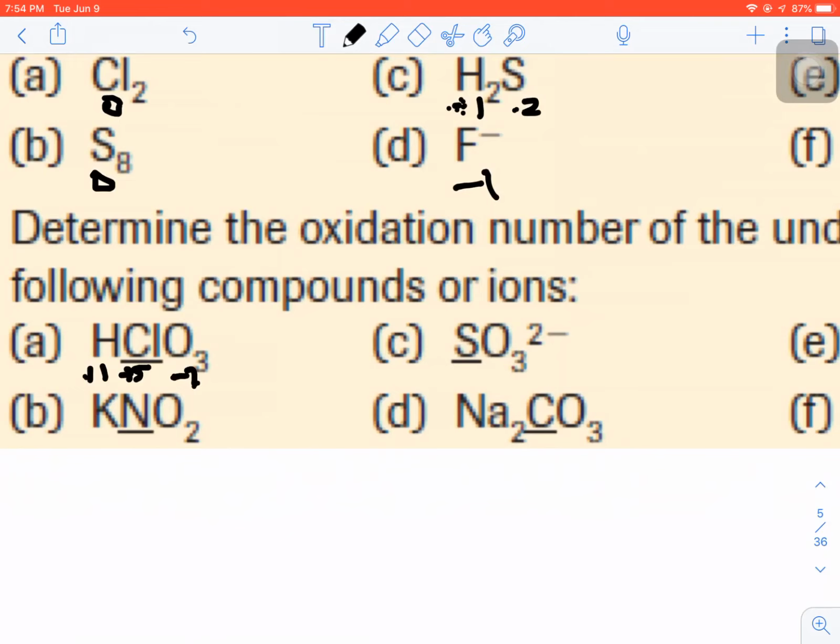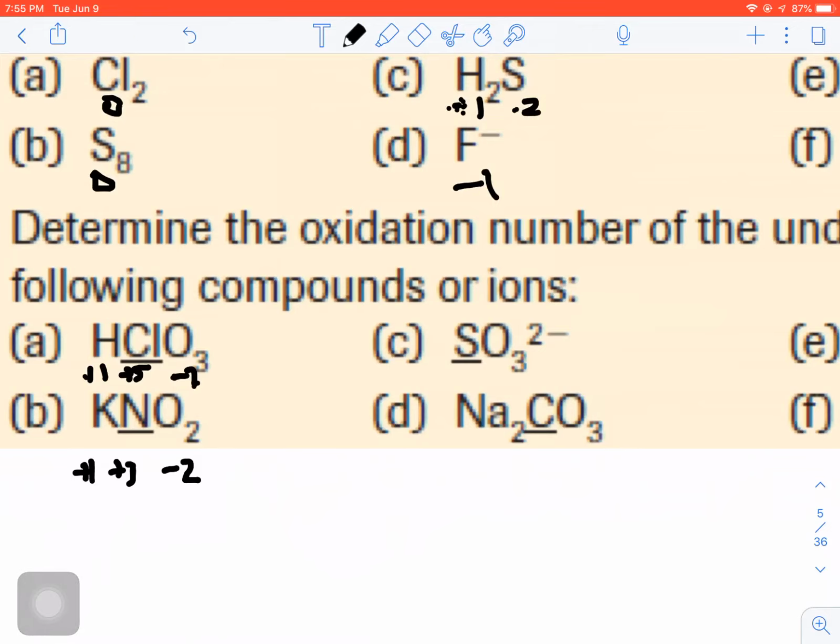The next one down there is KNO2. Oxygen is always minus 2. K is a group 1 element, so it's always plus 1. So again, looking, I've got 2 oxygens, which are minus 2 each. So there's negative 4, and I only have 1 plus, so nitrogen must be plus 3. So I can have 4 pluses for the 4 minuses.